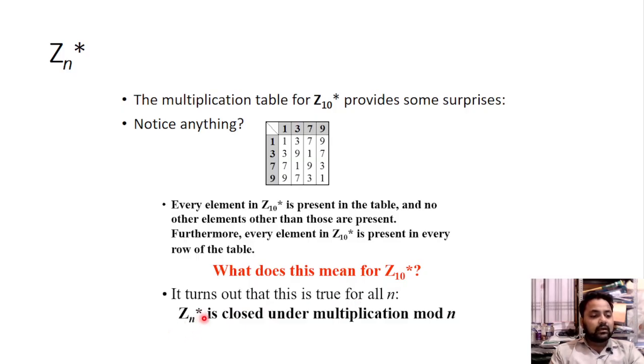Zn is closed under multiplication mod n.